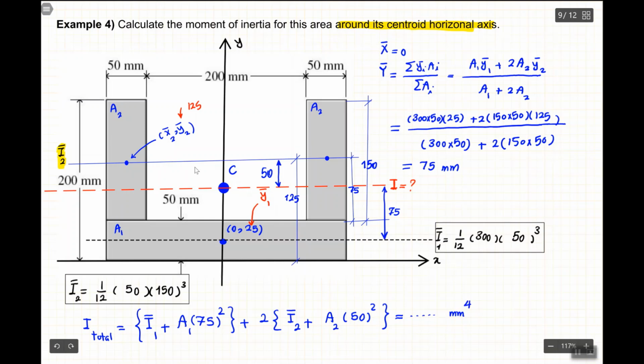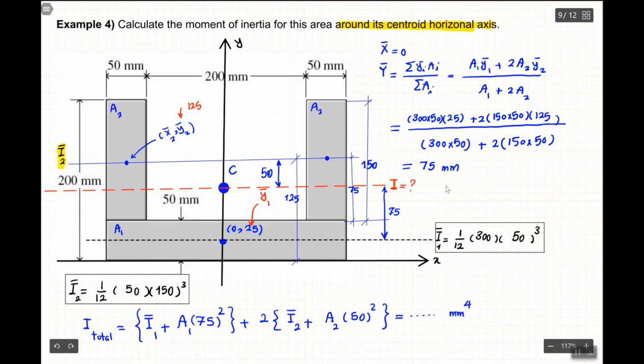So it looks a little bit complicated, but it's not really. The first step was just finding the centroid, as I did here, and then the next step is, for each area like A1, we use the formula that we learned earlier in the lecture to find I bar. We call them I bar because they pass through the centroid, and then we use the parallel axis theorem to transfer it to the axis that we are interested in.